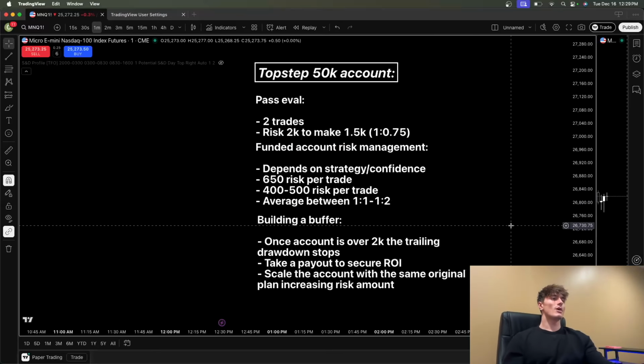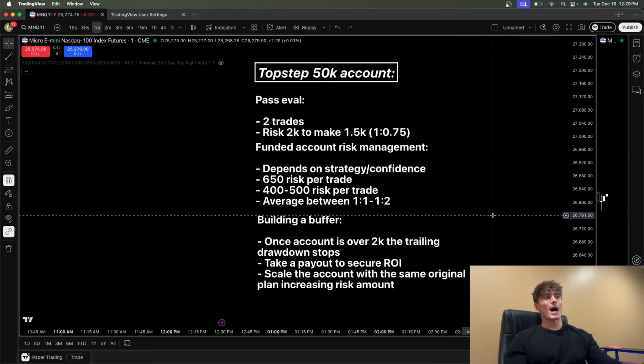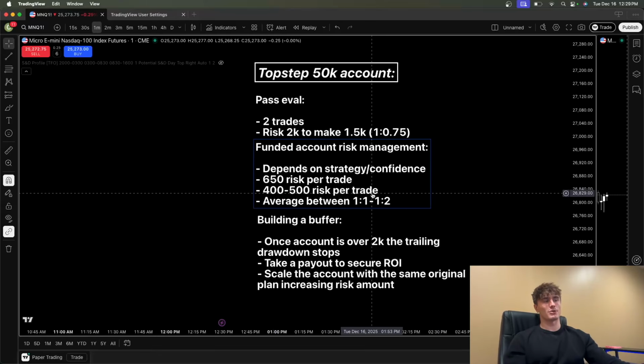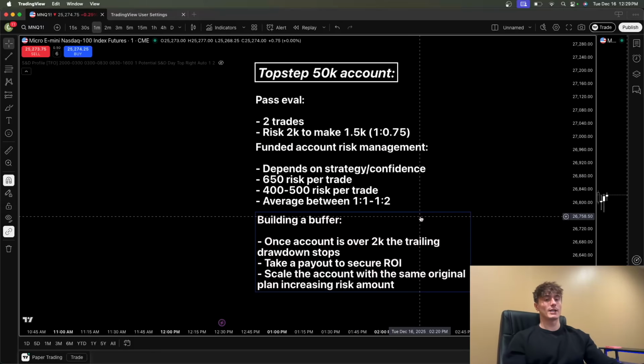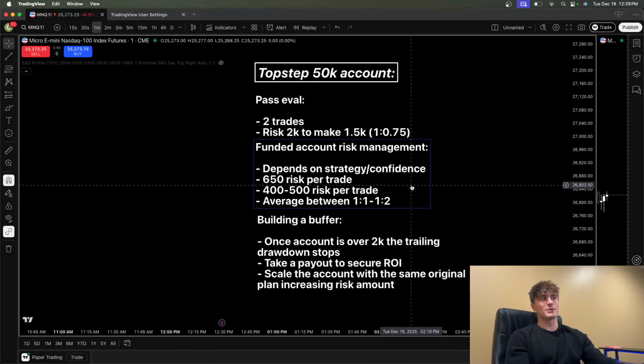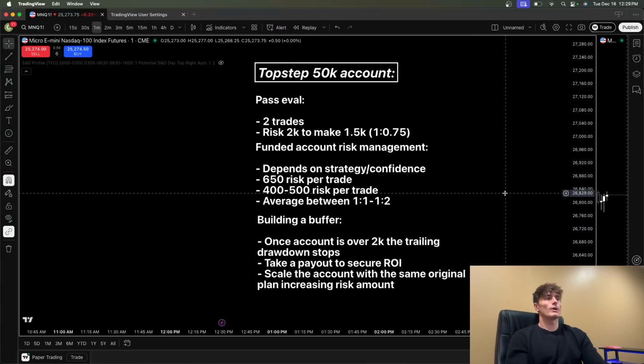But when I first started and I was building confidence with the model, I was risking 400 to 500 per trade, because 400 per trade gives you 5 losses before you blow the account, and 500 gives you 4 losses before you blow the account. So it completely depends on your strategy, your confidence, your experience. There are a lot of things that go into it, but it's very simple, just using percentages.